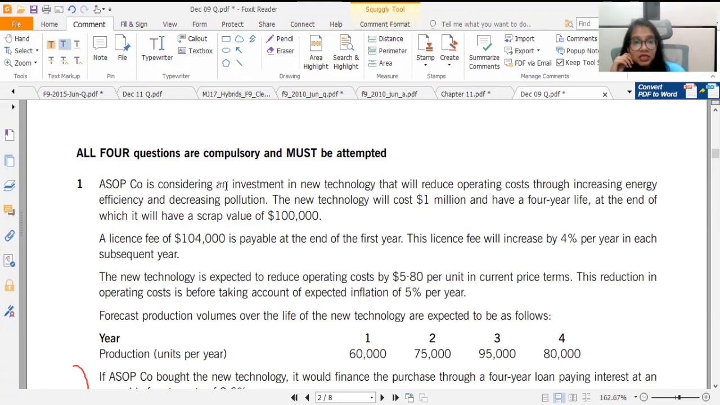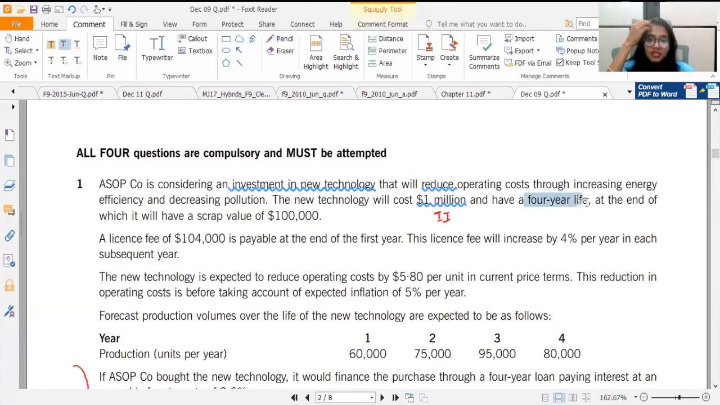So you are trying to invest in a new technology. This technology will help to reduce operating costs through increasing energy efficiency and decreasing pollution. So you get to reduce the cost of your company because you get to increase energy efficiency and also decrease pollution. The new technology will cost $1 million. So this is the initial investment or the cost of the technology that you are purchasing.